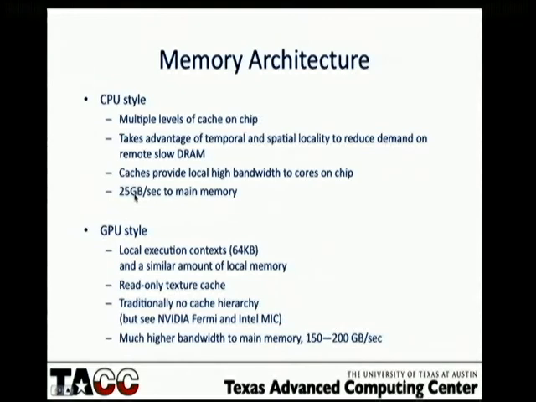Another interesting fact here is that you have 25 gigabytes per second to main memory, and this is per channel socket, so you can actually get more. I think on the Ivy Bridge they've pushed that so that with 4 sockets you can get to 100 gigabytes per second if you do everything quite right. So that's the standard CPU style.